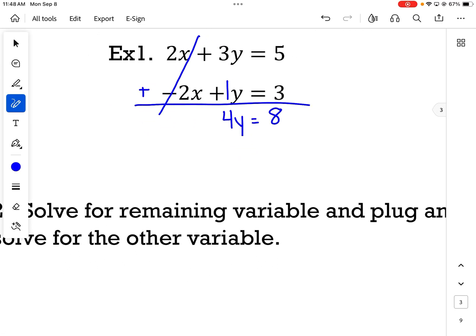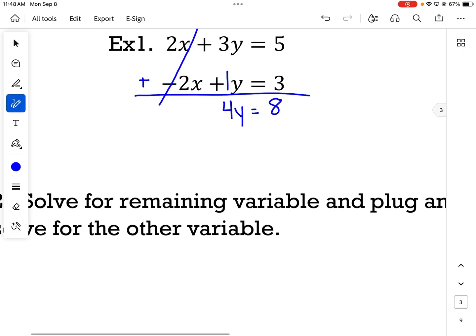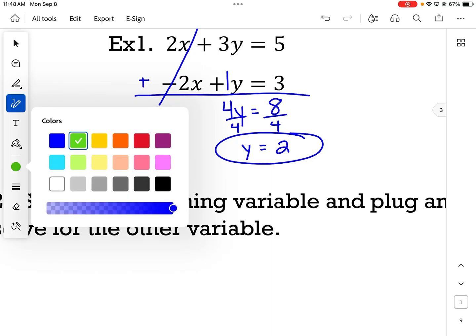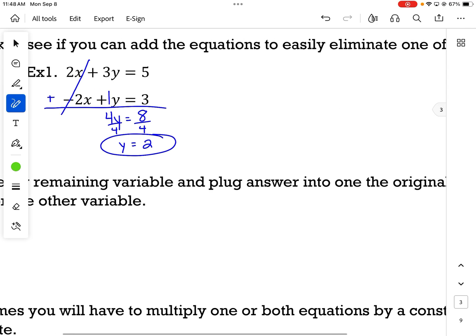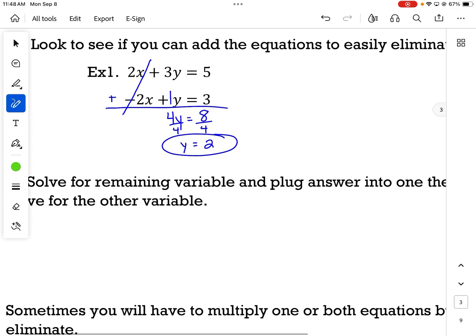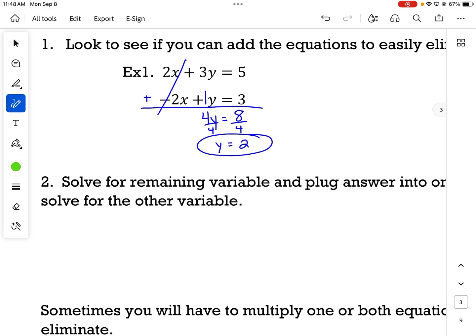So now we're able to solve for the y variable. X is gone, so we just have one variable we're solving for. So we divide by 4. Y equals 2. So we have one of the variables solved. Hardest part is getting that one variable solved, but then all you got to do is plug it in to find the other variable. So step 2 down here says solve for remaining variable, which we already did. Plug answer into original equations to solve for the other.